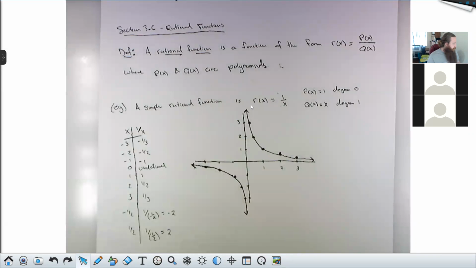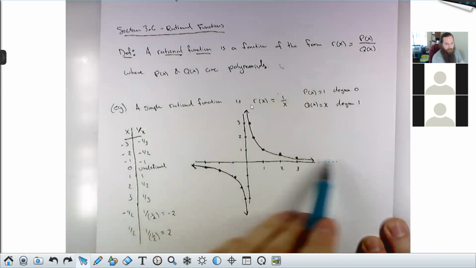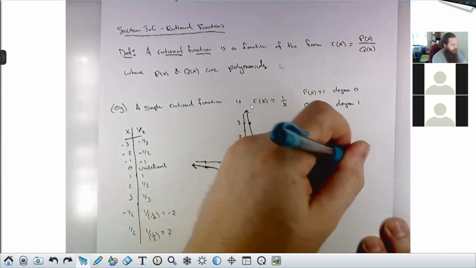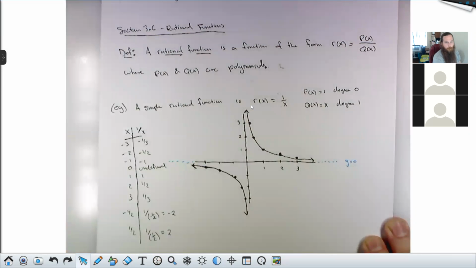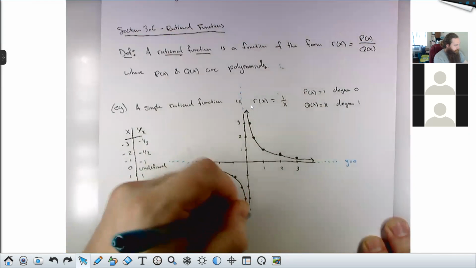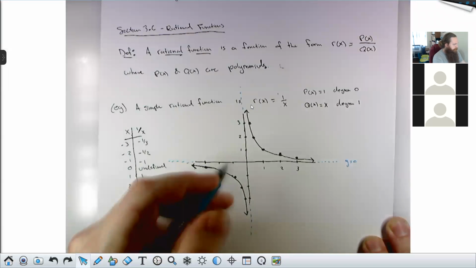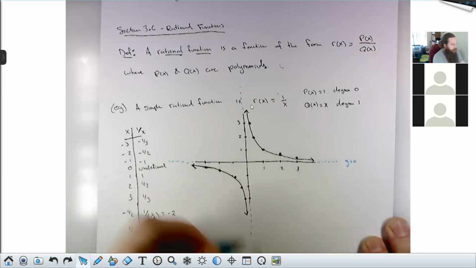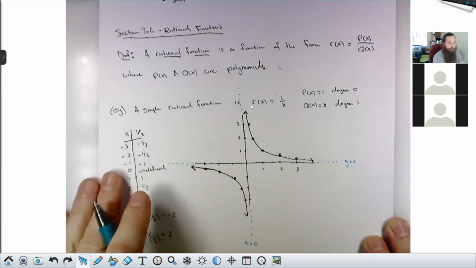And it's got two features that we haven't seen on other graphs so far this semester. As you run further and further off to the right, this graph is getting closer and closer to the line y = 0. And it does the same thing as you run further and further off to the left. Also, as you get closer and closer to x = 0 along the graph, as I walk closer and closer to 0 here, my function's going way down. And over here, it's going way up. So this line, x = 0, is special.